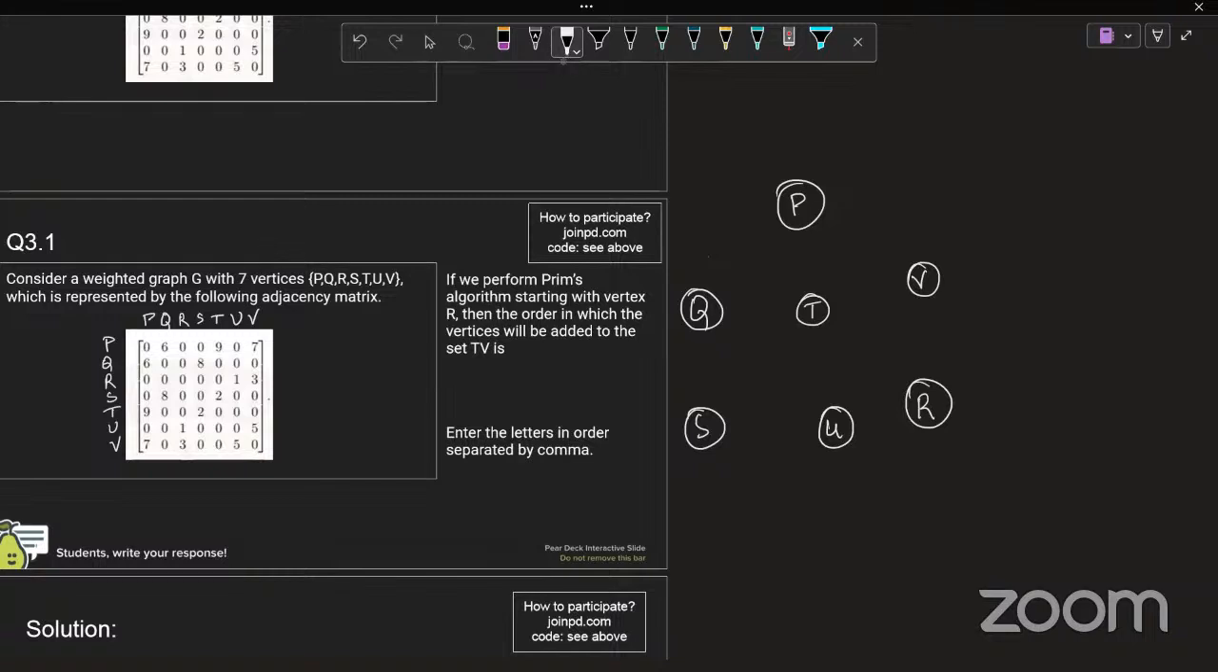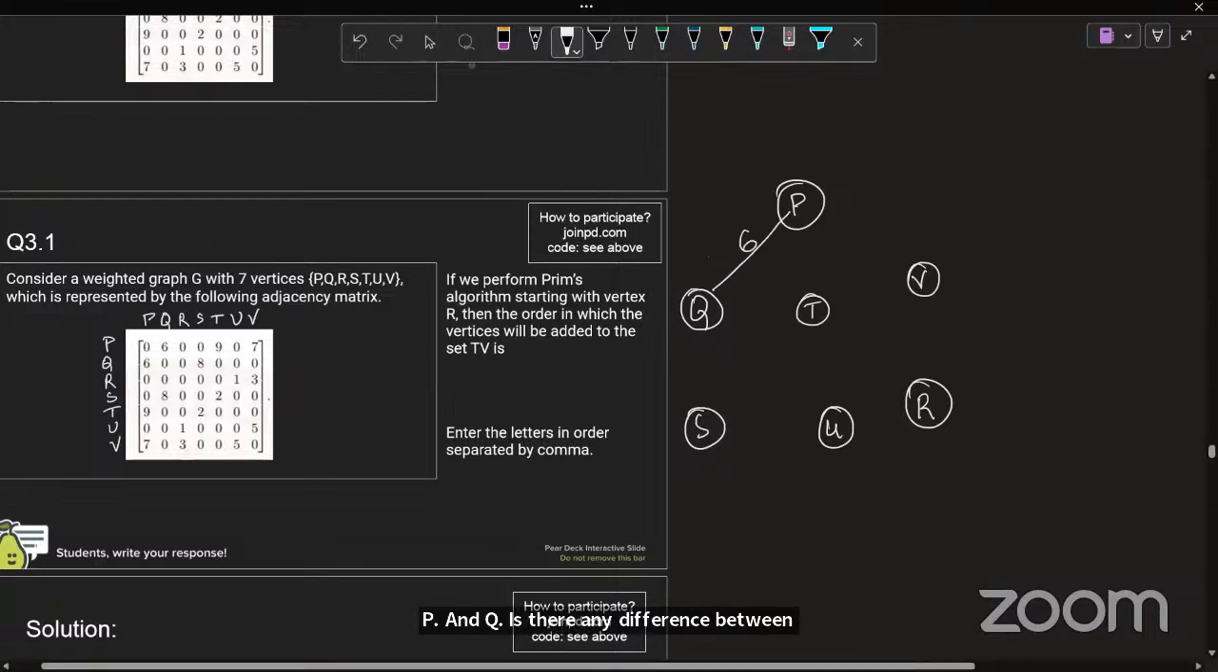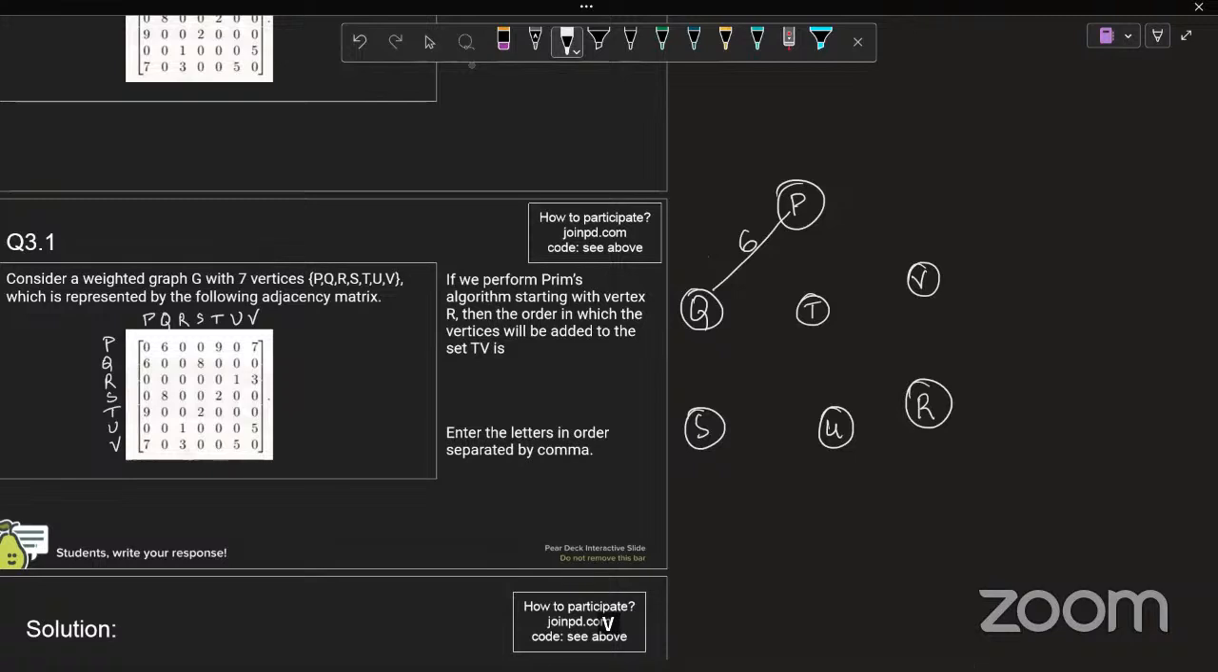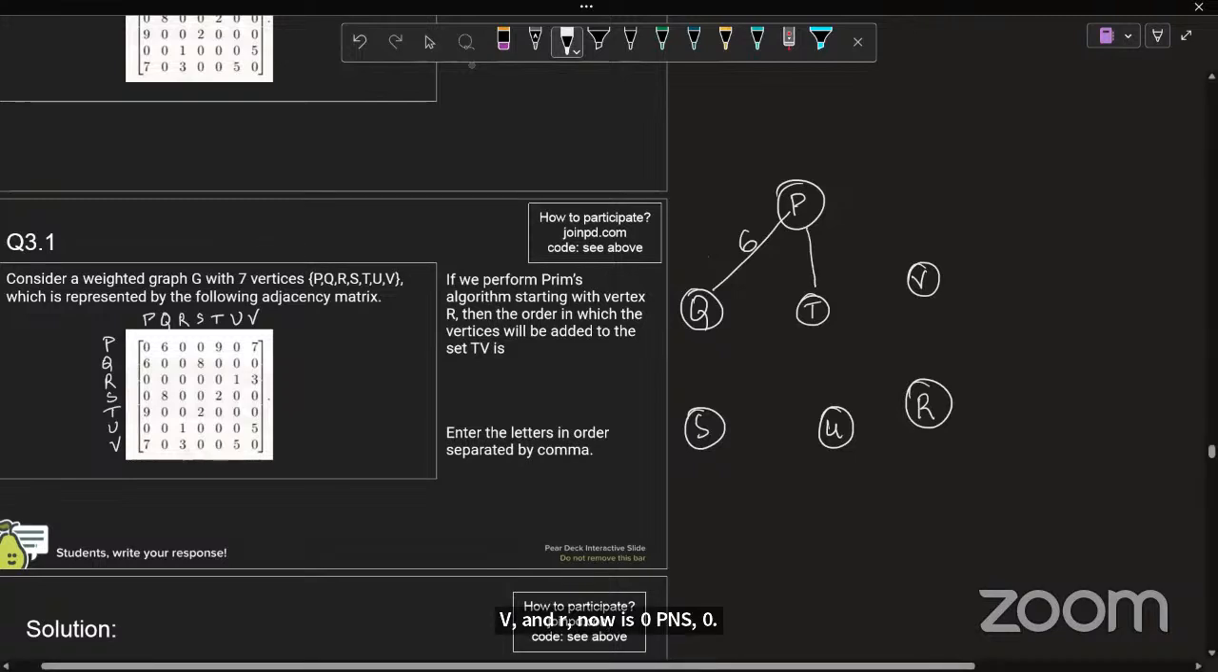Okay, let me start with this. P and P, 0, right? P and Q, is there any vertex between P and Q? Yes, that is 6. So P and Q is 6. P and R, no vertex, 0. P and S, 0. P and T, yeah, there is a vertex, that is 9.